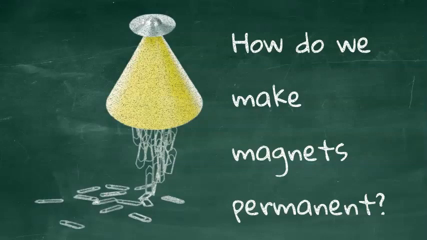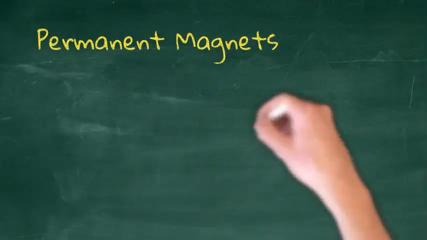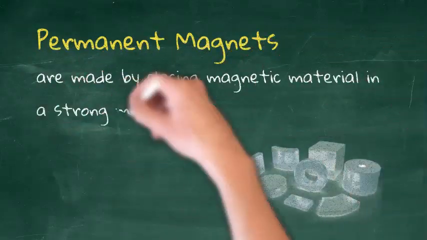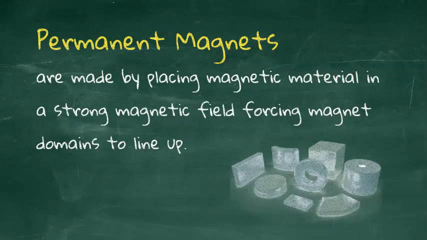So, how do we make magnets permanent? Permanent magnets are made by placing magnetic material in a strong magnetic field, forcing those magnetic domains to line up. And because it's so strong, those magnetic domains stay that way.